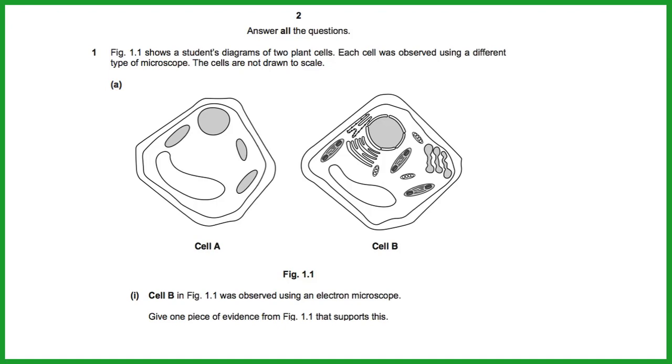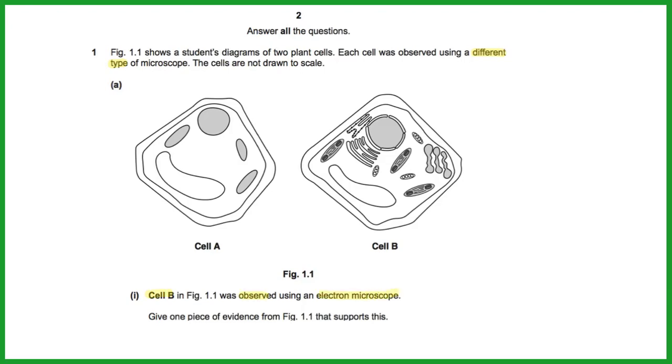So question 1 shows you two drawings of plant cells. Each cell is observed using a different type of microscope. The cells are not drawn to scale, and the question asks you to give one piece of evidence from figure 1.1 that supports the claim that cell B was observed using an electron microscope.